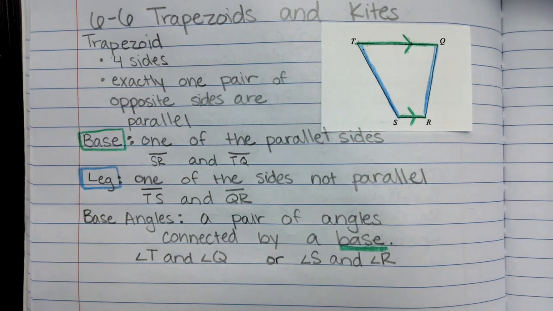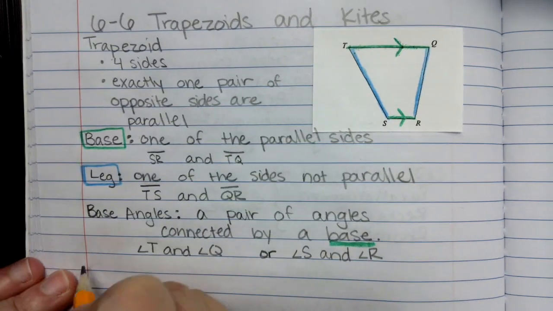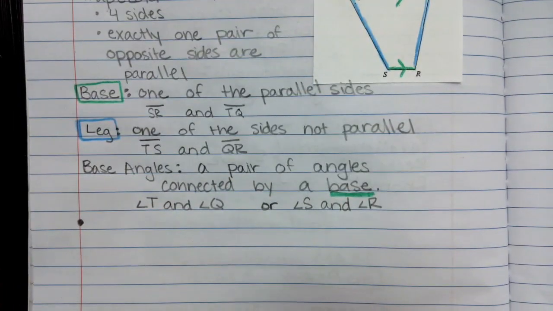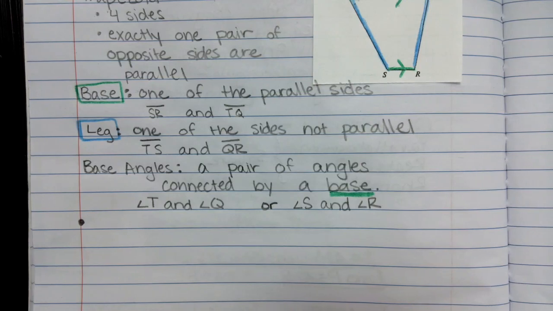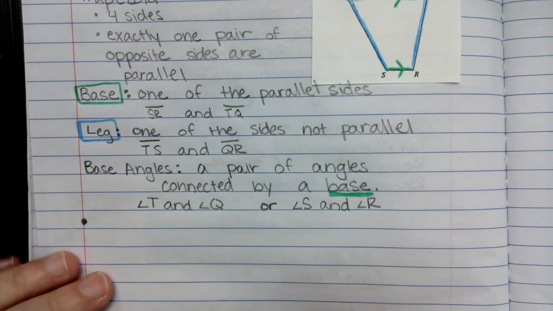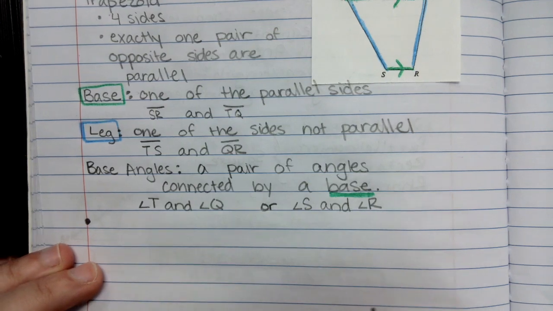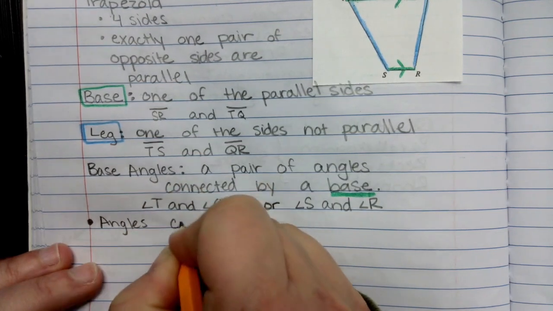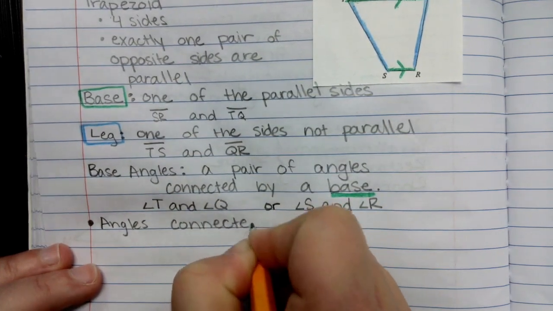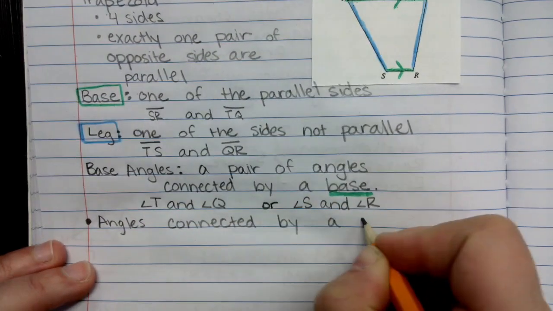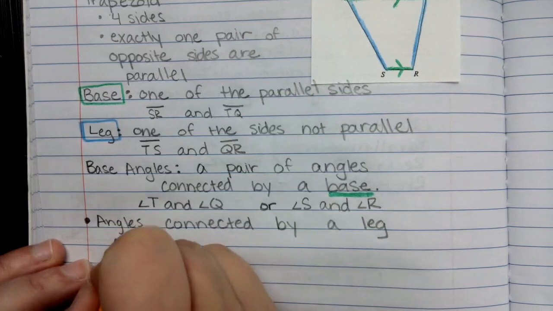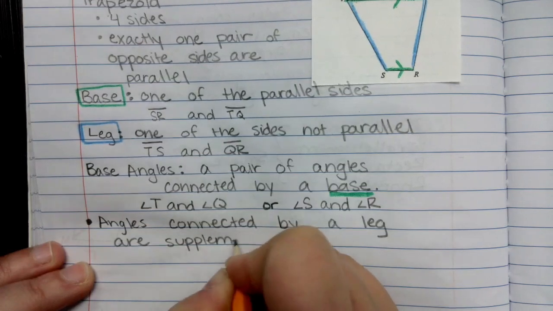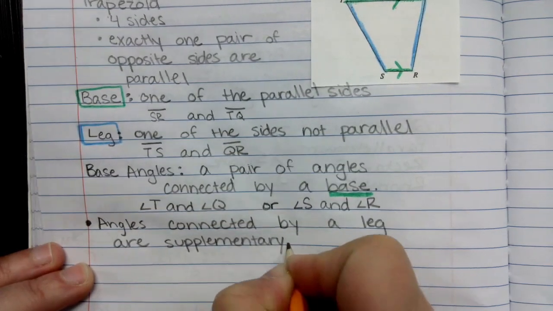Alright. Our theorem is that angles connected by a leg are supplementary. Angles connected by a leg are supplementary. I'm going to use that blue for leg, just so I know that I'm going to be looking at these blue sides now.